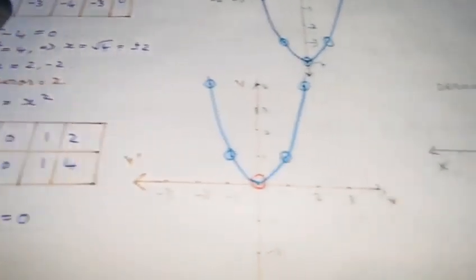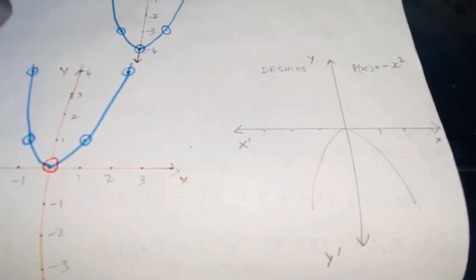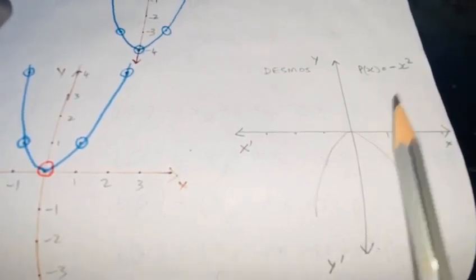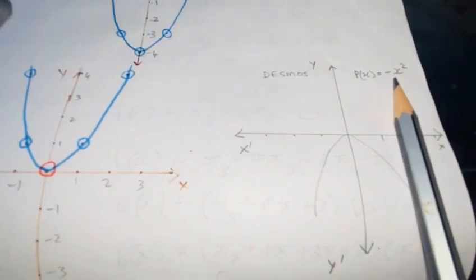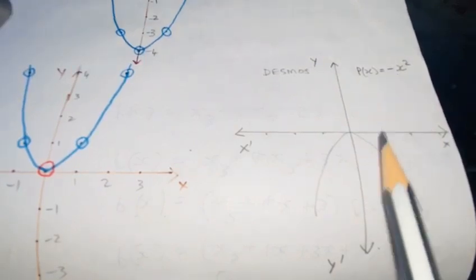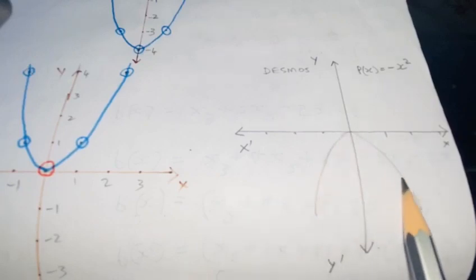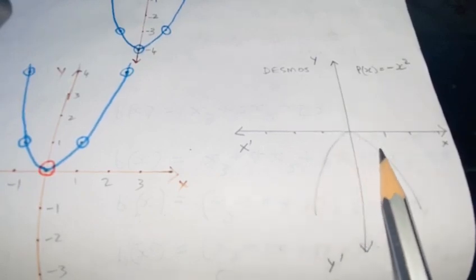Now, look into this graph. This is the graph of minus x square. So, if the coefficient of the quadratic polynomial is negative, then you will get an inverted parabola, that is parabola opening downwards.